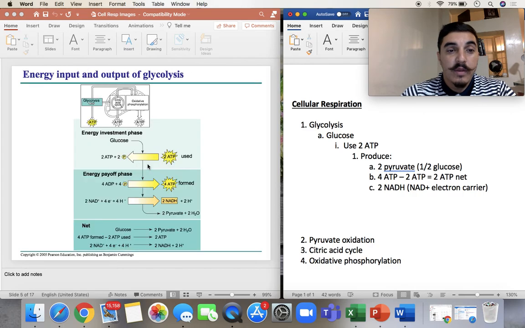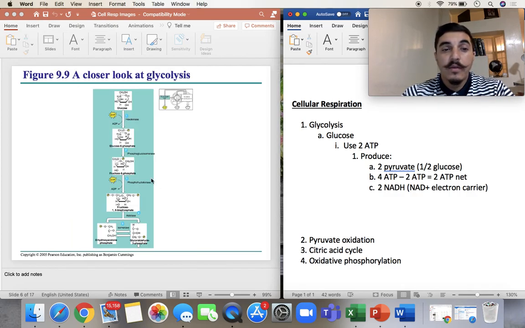Let's see if there are any other images of glycolysis. Here's the example. In the energy investment, we use two of those energies. Then in the energy payoff, we make four of those energies, and the two NADHs, and the two pyruvates. Those are our results. At the bottom, our net: two pyruvates, two waters, two ATPs, two NADHs, and two H pluses. So that's glycolysis. Simple as that.